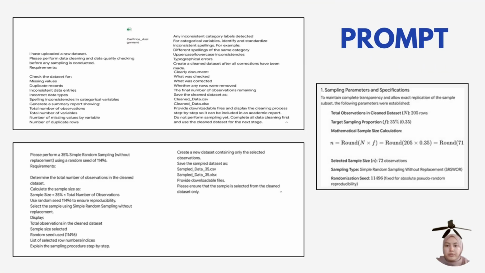This slide shows the prompt used in Gemini AI to perform the sampling process. After the dataset was cleaned, we instructed Gemini AI to randomly select 35% of the observations from the total dataset using a random seed of 11,499 and 96. The random seed was calculated using the sum of the last four digits of all group matric numbers, and using a fixed random seed ensures that the sampling process can be reproduced consistently. As a result, a final sample of 72 vehicles was obtained and used for the statistical analysis in this study.